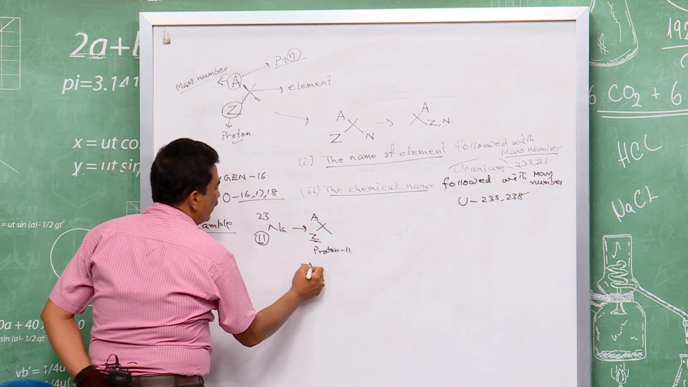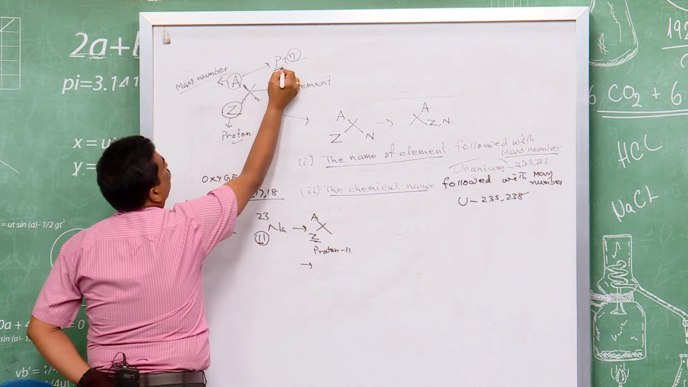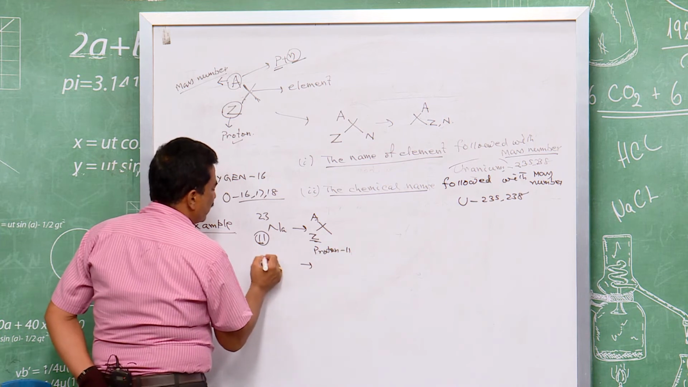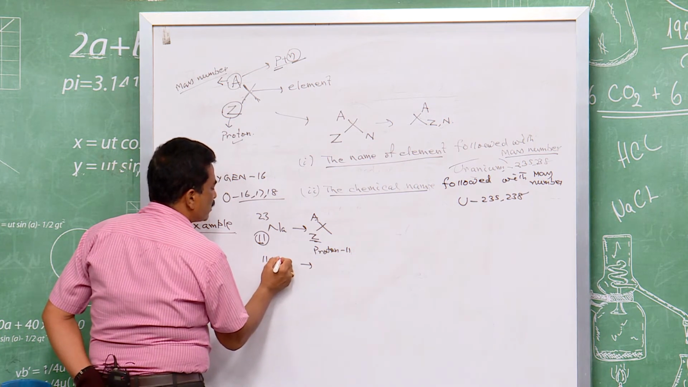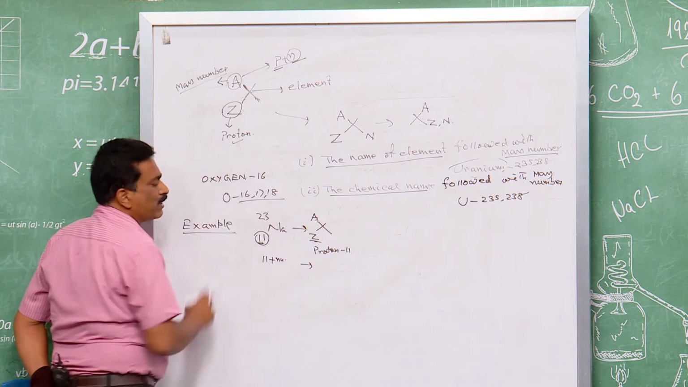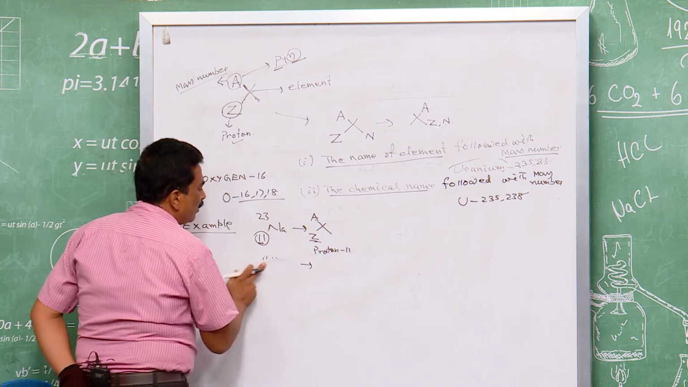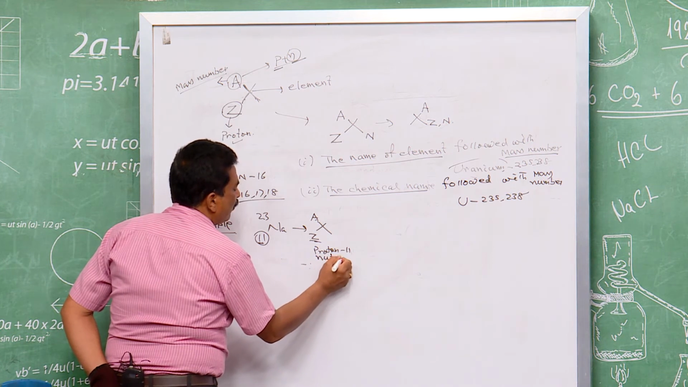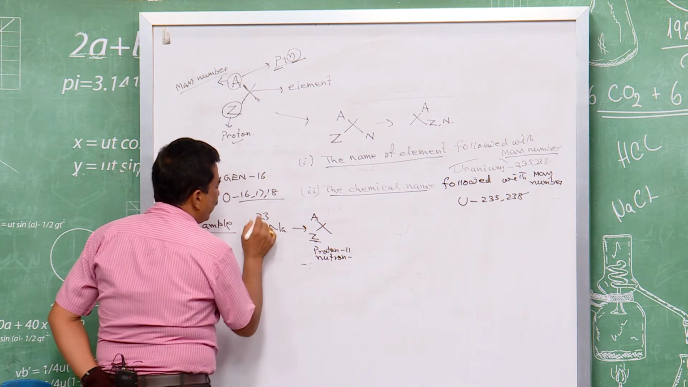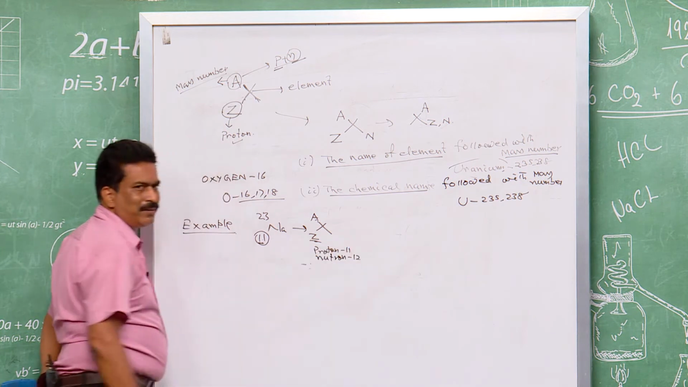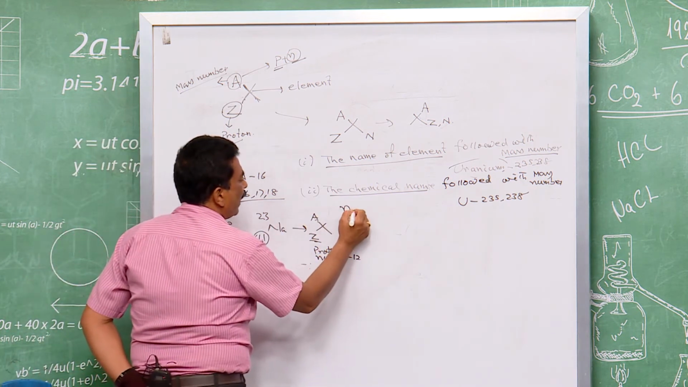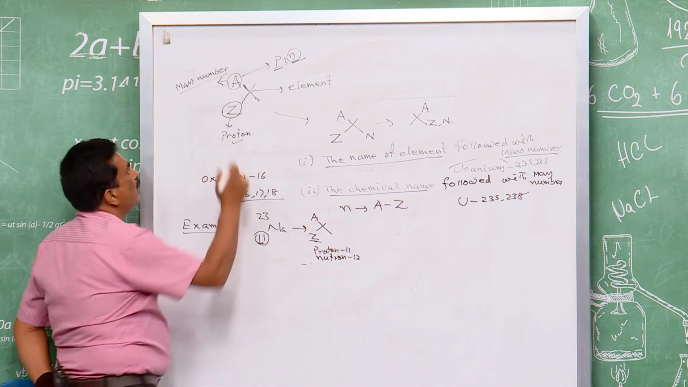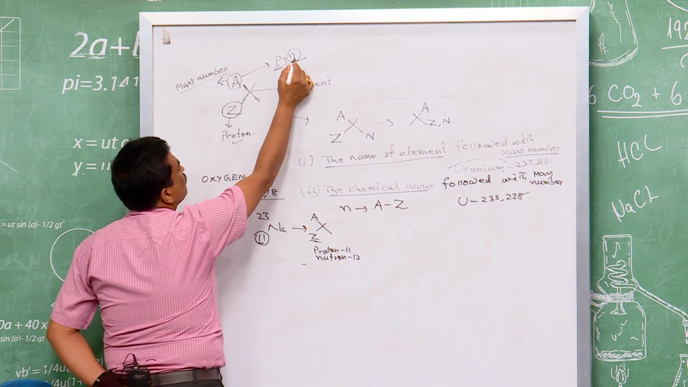The mass number is the proton plus the neutron. So, the proton number is 11, which means 11 plus the neutron is equal to 23. Therefore, the neutron will be 23 minus 11, that is 12. Therefore, the neutron number N is equal to A minus Z. You see, A is equal to P plus N.